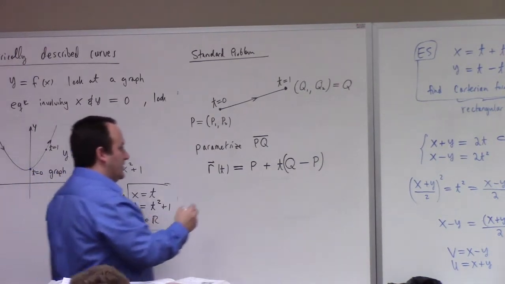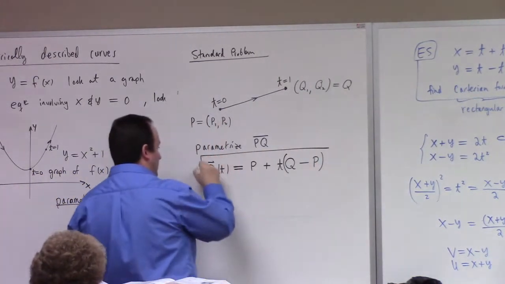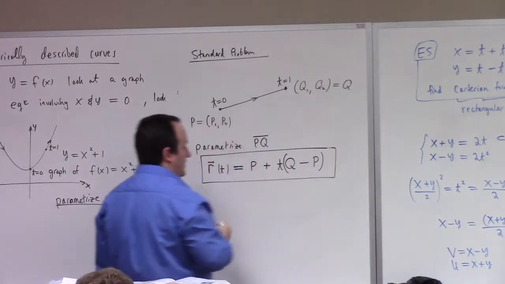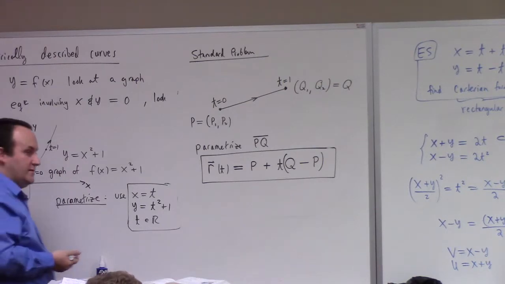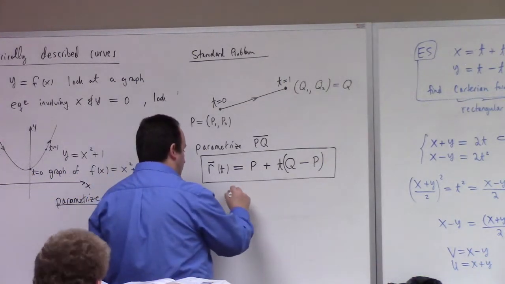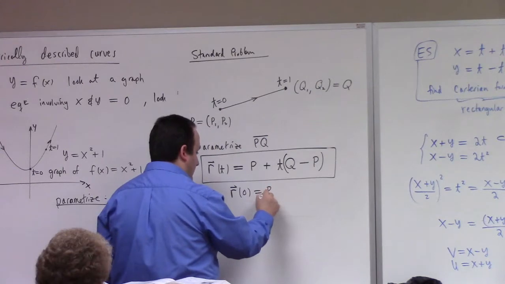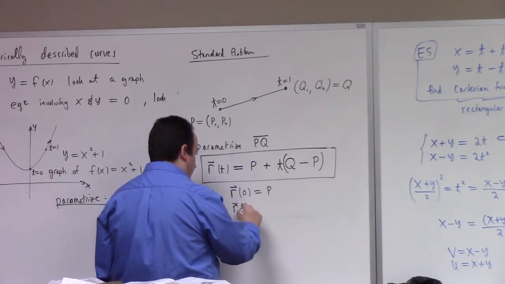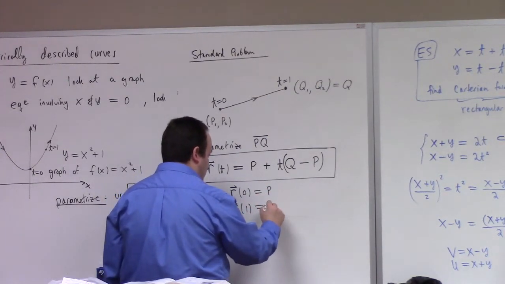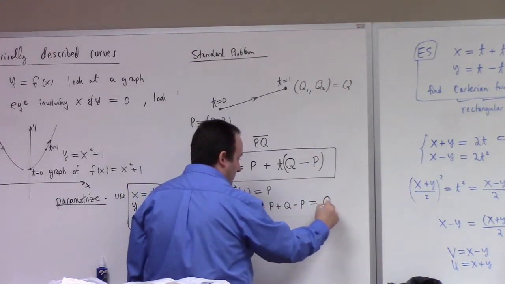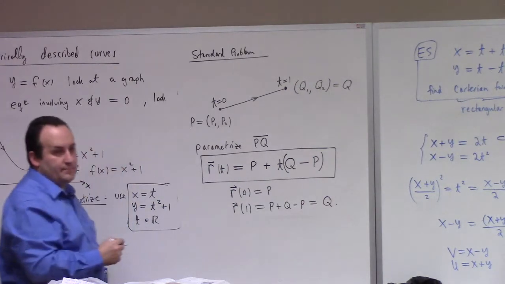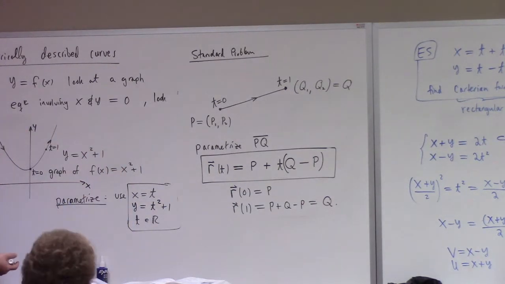This formula, which I will box, is a go-to for constructing the parameterization of a line segment. This will give you r of 0 is p, and it will give you r of 1 is p plus q minus p, otherwise known as q. So if you ever want to parameterize a line segment from one point to another, this is a surefire way of doing it without a lot of thinking.